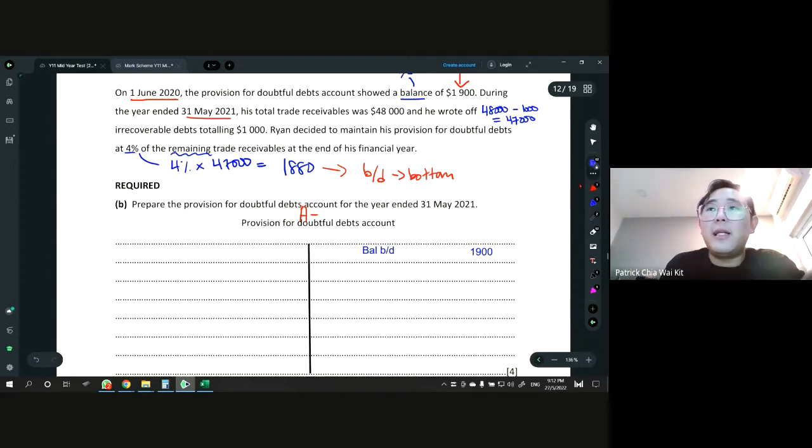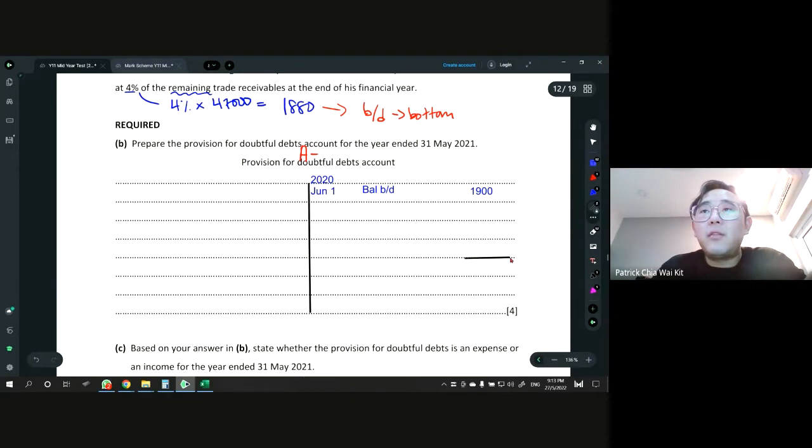Balance b/d on the right-hand side. The date is important in PFDD, so you need to make sure that all your dates are correct in order to get the mark. So 2020, starting is June 1st, like this. Next we have the bottom balance c/d, which we calculated using the formula remaining TR times percentage, where we already minus the bad debt. Draw a line first so that we know top and bottom balances are separated by the line. So balance c/d 1,880 is below the total line, and the date, of course, has changed already. The date now is 2021 and it's still June 1st.